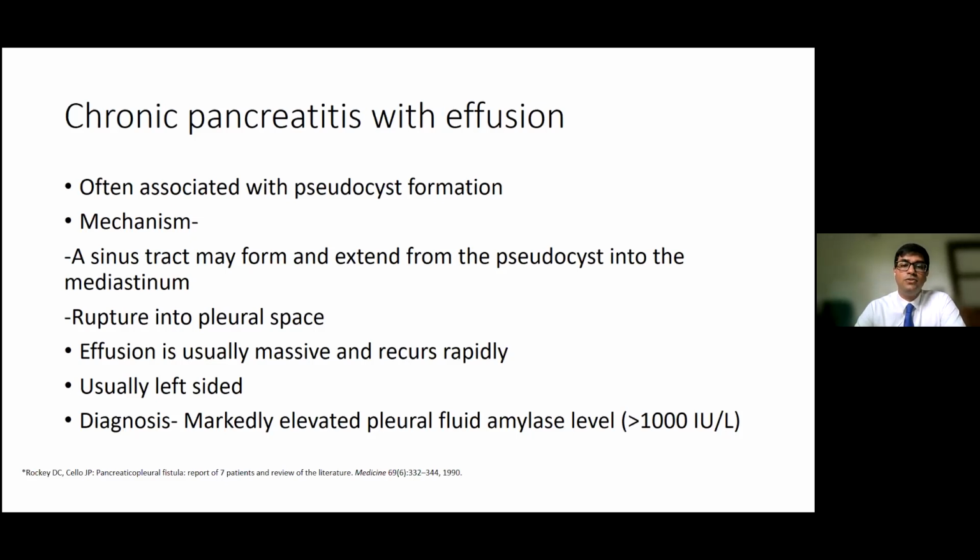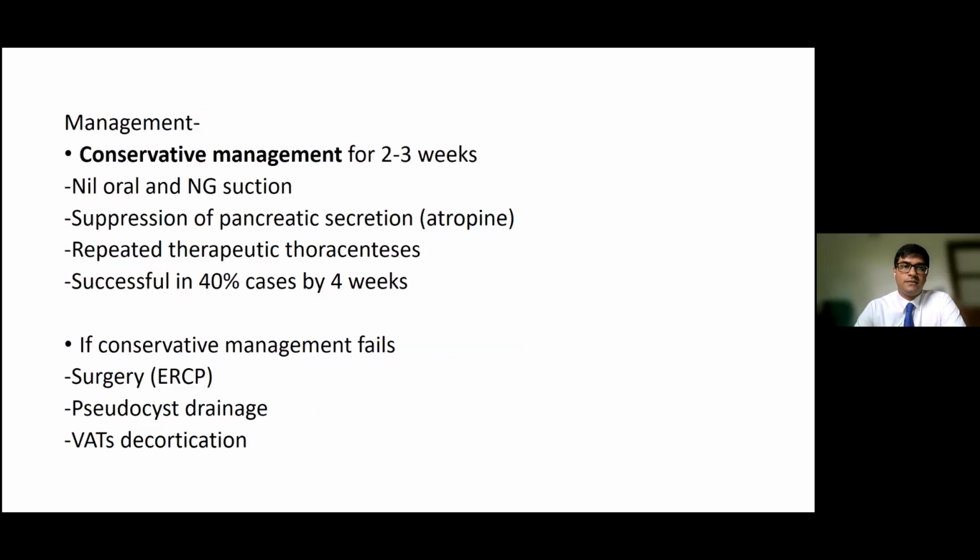The effusions are usually massive, and usually left-sided, and a markedly elevated amylase level of more than 1000 is supportive of the diagnosis. Management is basically conservative, including nil by mouth, NG suction, atropine use, and repeated therapeutic thoracocentesis. However, 60% of cases will fail the conservative management and end up with surgery, pseudocyst drainage, or VATS decortication.